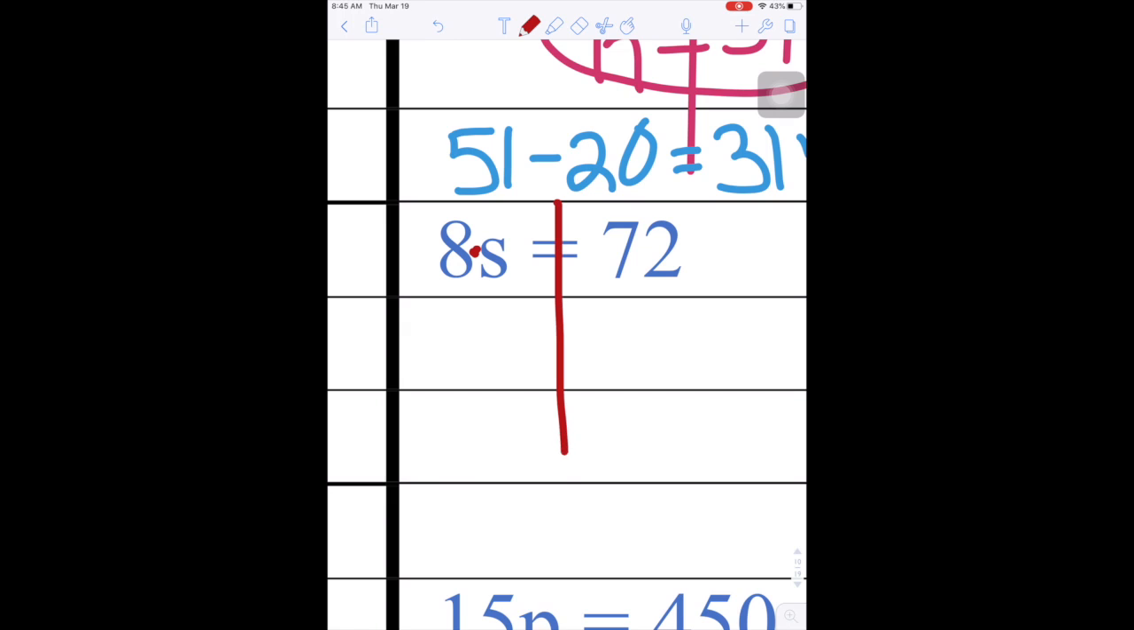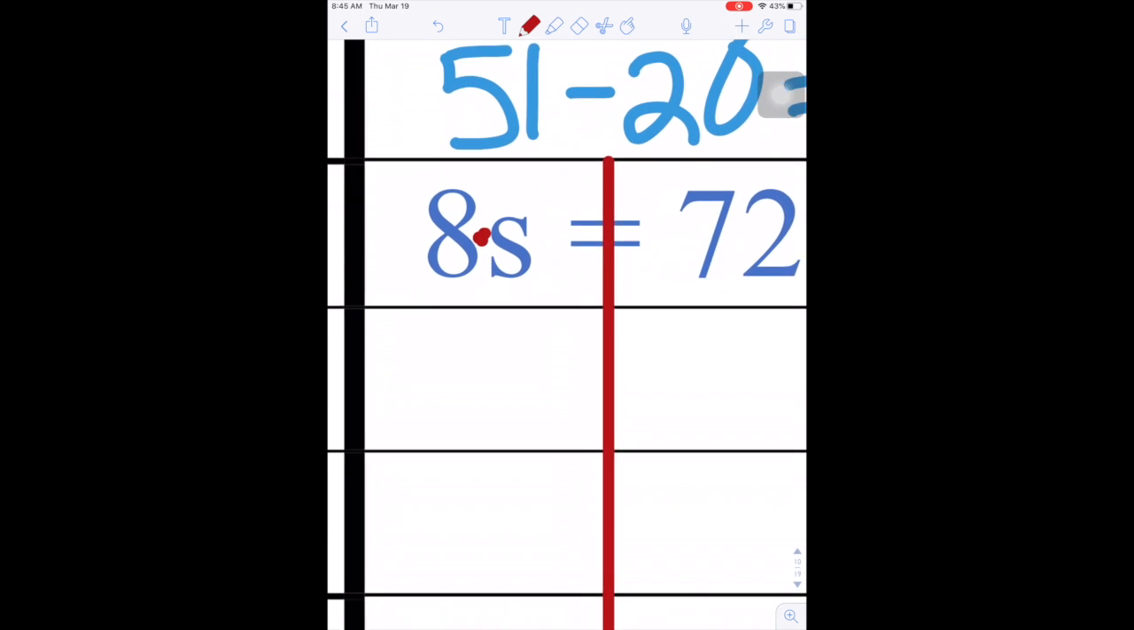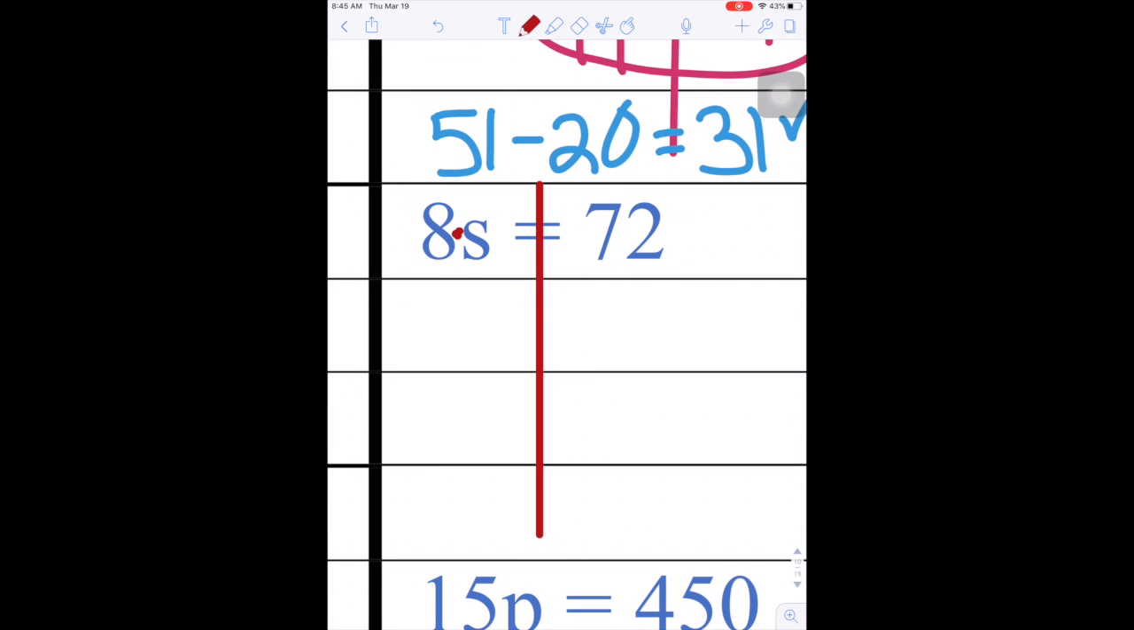Step 1, line down the middle. Step 2, we're going to solve for the side we can actually solve. And I'm going to do the opposite. Instead of times, I'm going to divide by 8. Divide by 8. I still have s. 72 divided by 8.